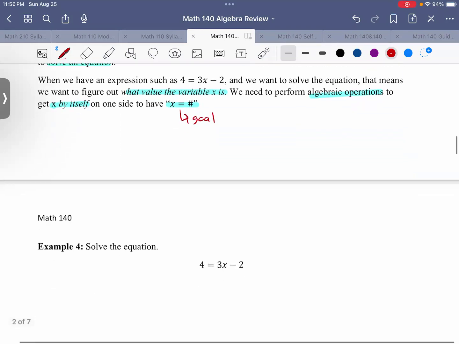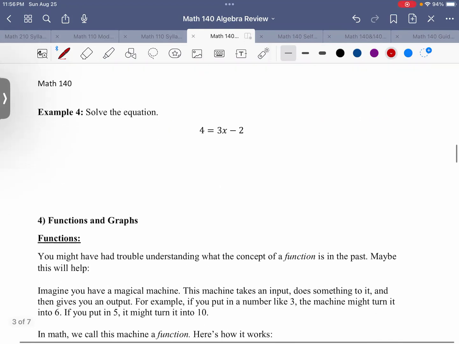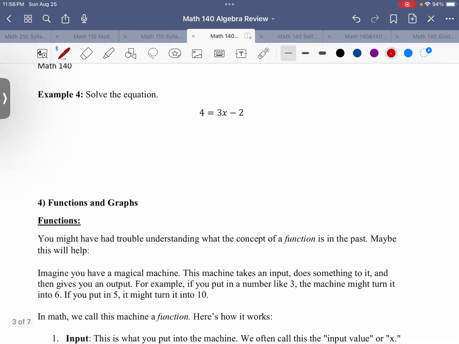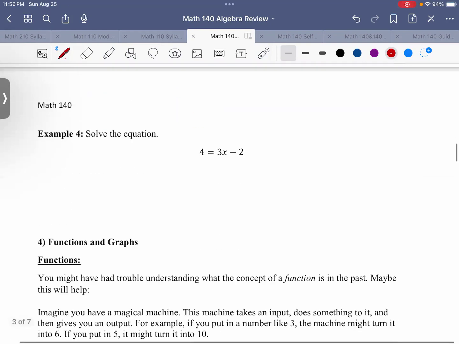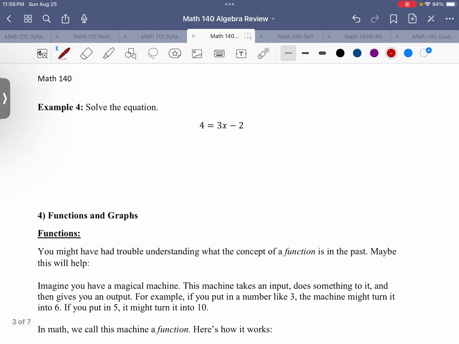Okay, so let's do a quick example and see exactly what that means. We have 4 equals 3x minus 2, just like above, and I want to figure out what x is. I want to solve this equation. So what I've got to do is get x by itself. We're just going to do some algebra. I'm going to add 2 to both sides, because I want to get this x by itself. So if I add 2 to both sides, 4 plus 2 is 6, and this cancels out. That's why we did that.